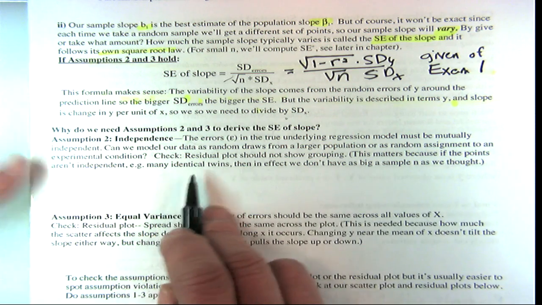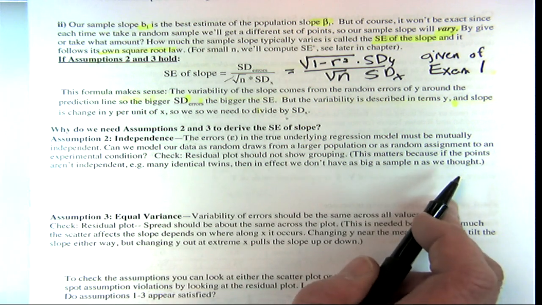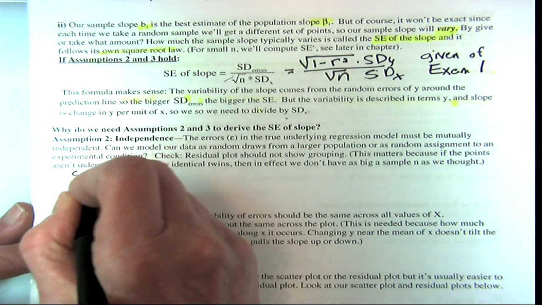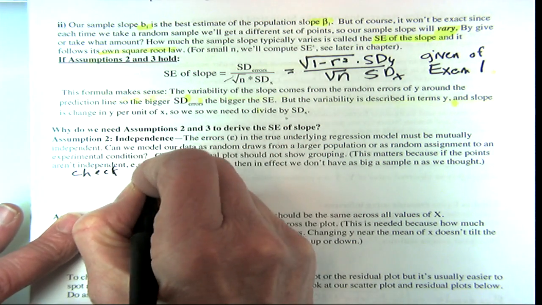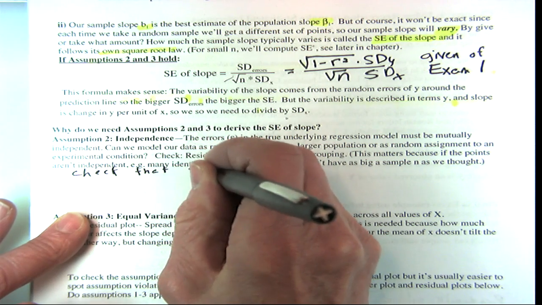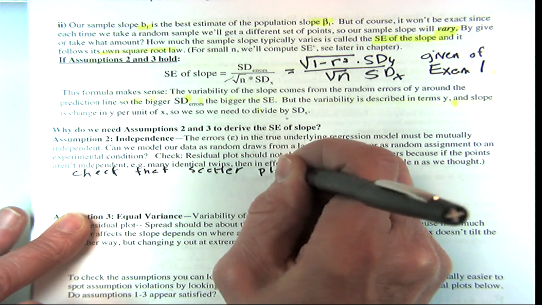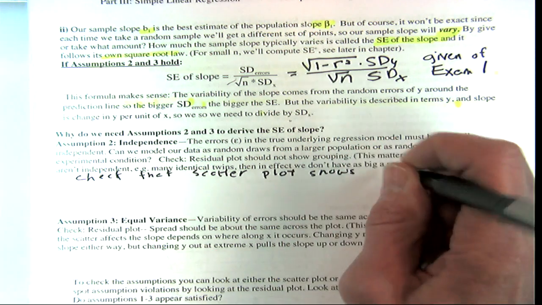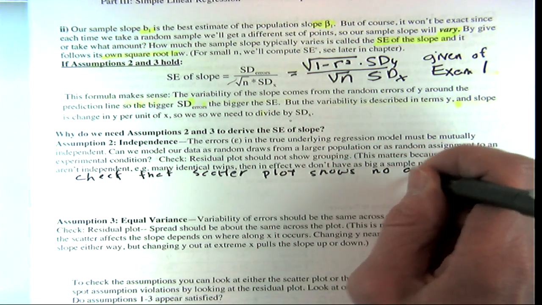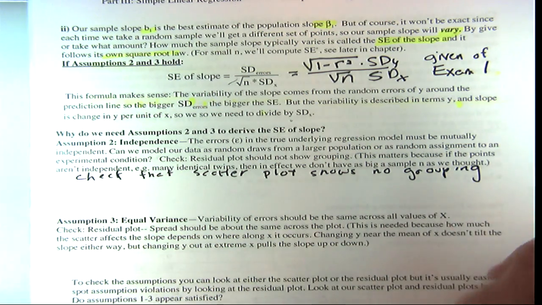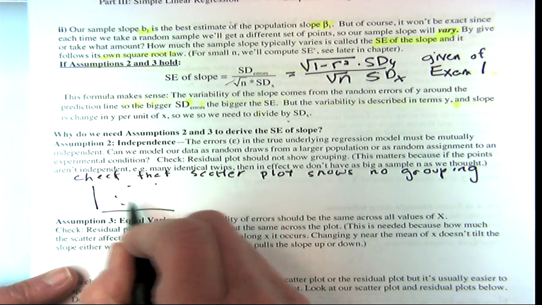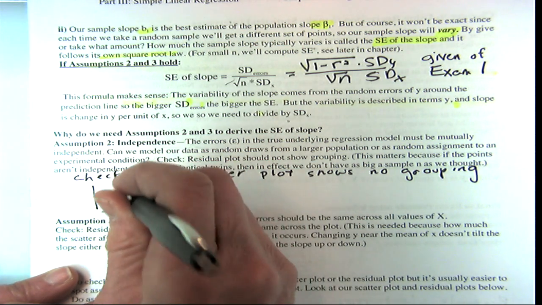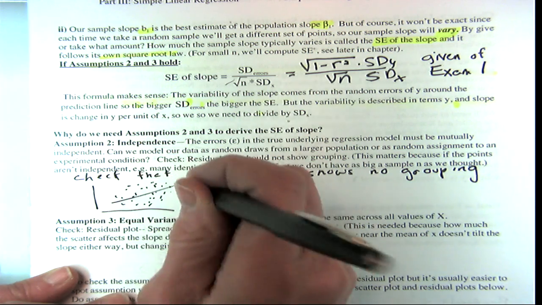For example, if there are many identical twins, then in effect we don't have as big a sample as we thought. Before we talk about the residual plot, let's just stick with the scatter plot, because I haven't introduced the residual plot yet. So check that your regular scatter plot shows no clumping or grouping. That's a good check for independence. This one is good so far.